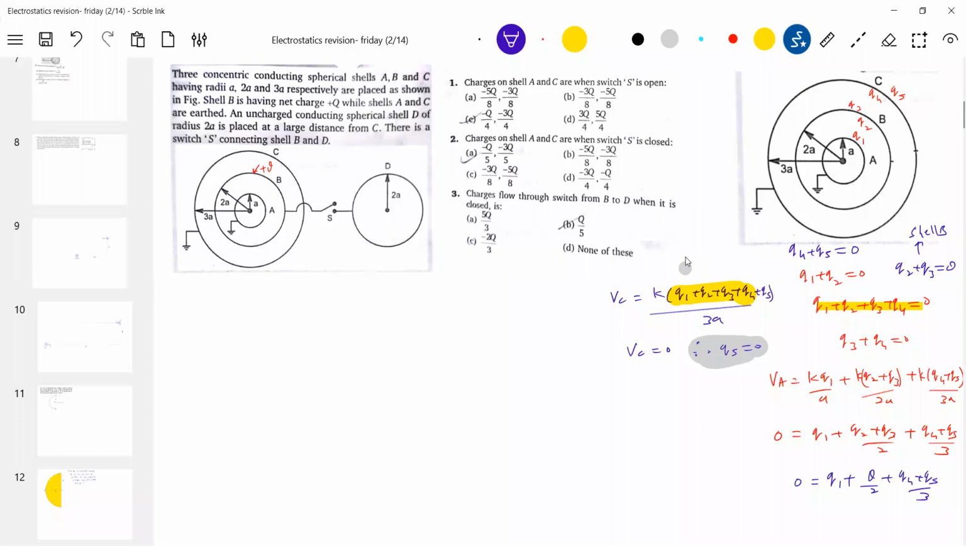Okay, fine. Charges on shell A and C when switch S is open. How much are we getting if you solve the last equation? Minus Q by 2. Charge on shell A: minus Q by 4, minus 3Q by 4 only.